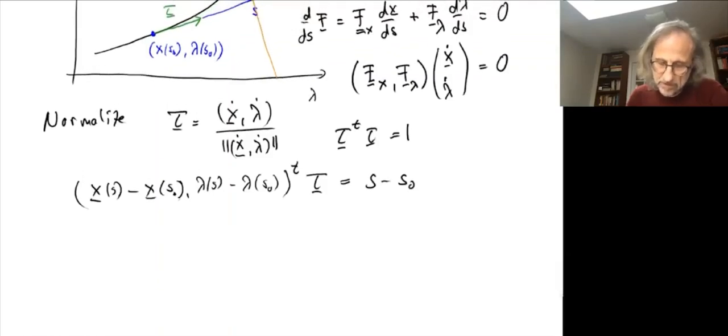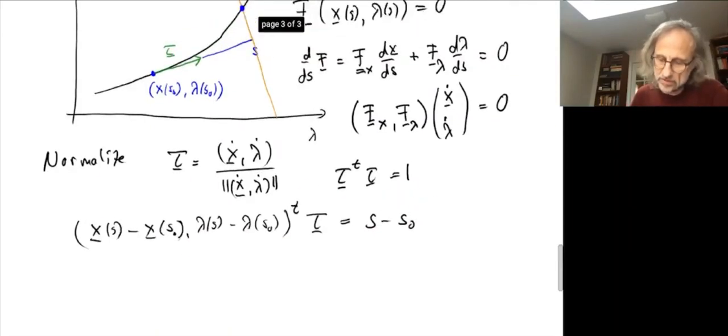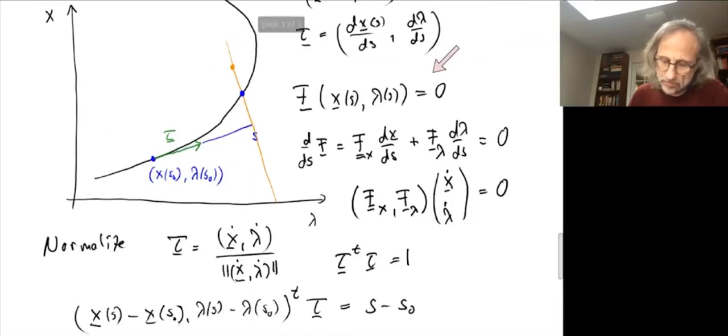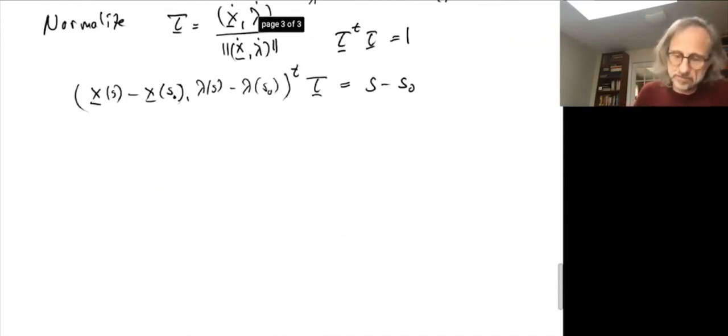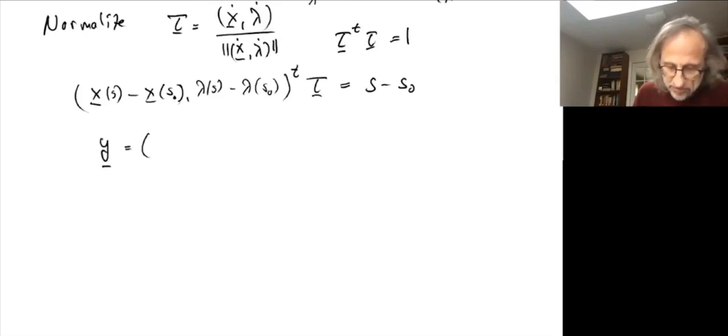And so we need to solve this equation together with the equation for the branch itself. And so to do that, we define a function h, which we set equal to 0. So we want to have now a new variable, which is the variable x comma lambda.